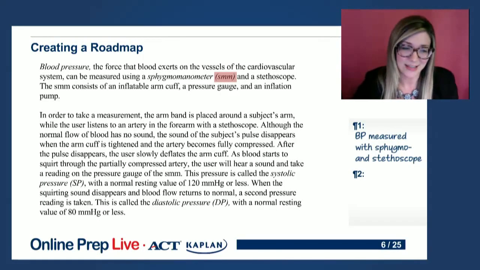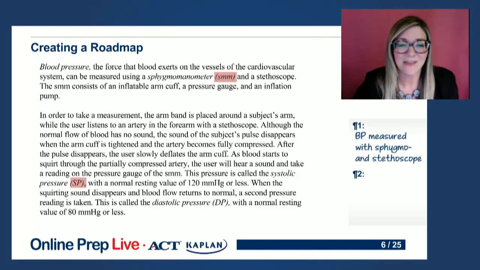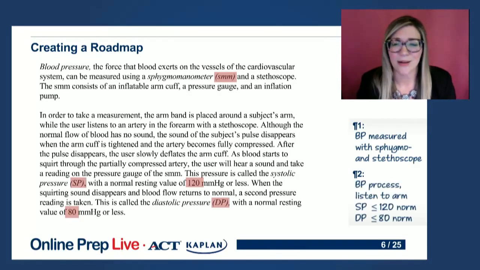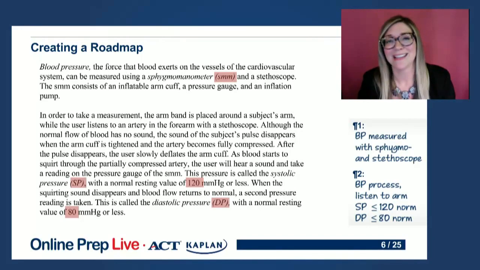Yeah, I know you guys are thinking the same thing I'm thinking here. Systolic pressure, SP, and we might even want to take a quick look at our value, 120 millimeters of mercury. Same thing for diastolic pressure, DP, and our 80. We could also jot these things down in our margin just real quick here, paying attention to those normal values.